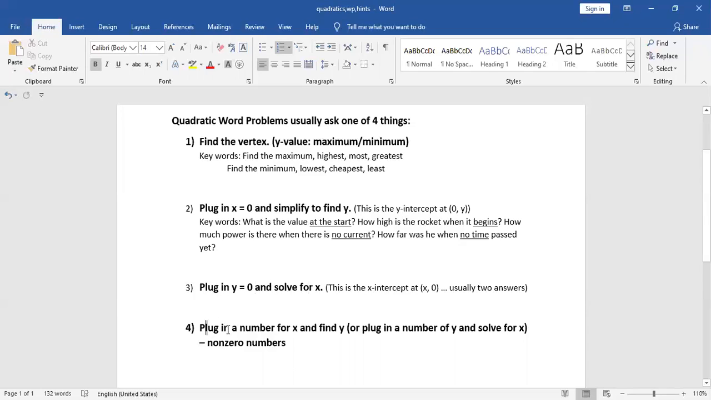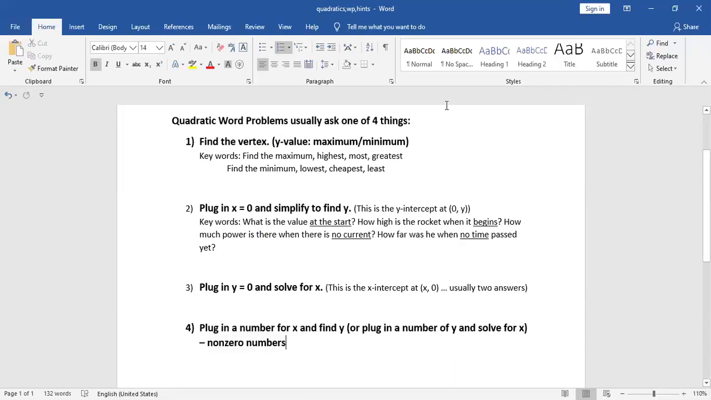Number 4 is not as common and tends to be more challenging. And that's if they give you a non-zero number to plug in for x or y. So they have to give you a number, but it might not be 0. And if it's not, you're still going to just plug in x and solve for y, or plug in y and solve for x, but it's just going to feel different, as you'll see as you do word problems more.